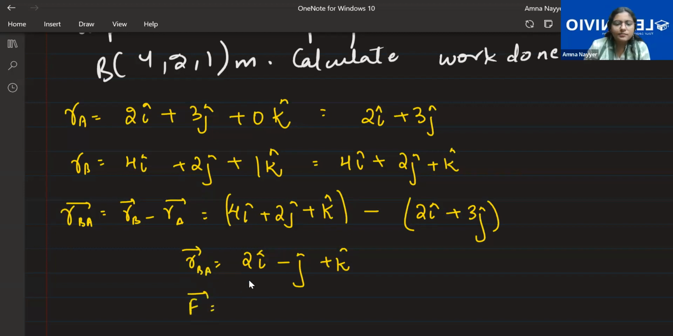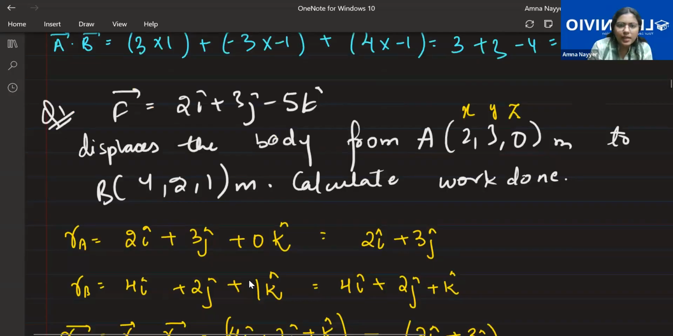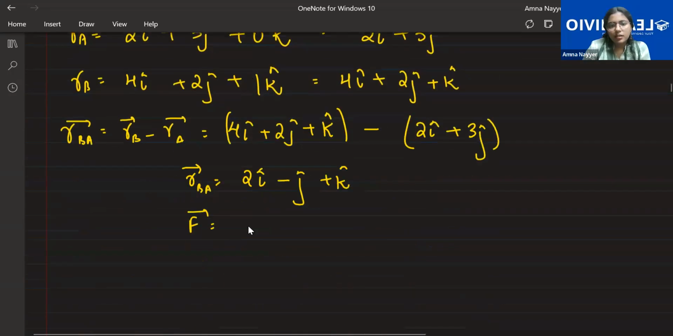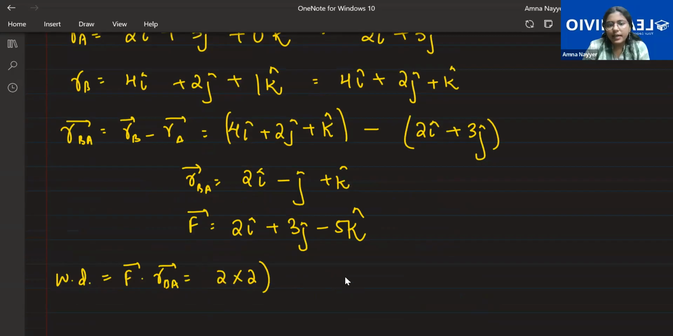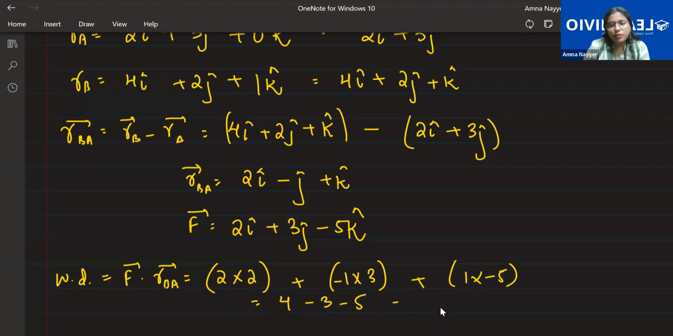What's the force? 2I cap plus 3J cap minus 5K cap. Now work done is the dot product of force into this displacement. So you will multiply these, so it will be 2 into 2 plus minus 1 into 3 plus 1 into minus 5. So this becomes 4, this becomes minus 3, this becomes minus 5. This is minus 4 joules. This is the answer.